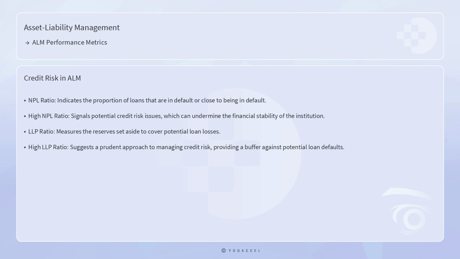Credit risk, another critical aspect of ALM, is measured using metrics such as the non-performing loan ratio and the loan loss provision ratio. The NPL ratio indicates the proportion of loans that are in default or close to being in default. A high NPL ratio signals potential credit risk issues, which can undermine the financial stability of the institution. The LLP ratio, on the other hand, measures the reserves set aside to cover potential loan losses. A higher LLP ratio suggests a prudent approach to managing credit risk, providing a buffer against potential loan defaults.